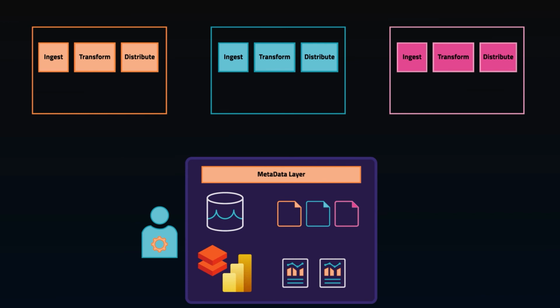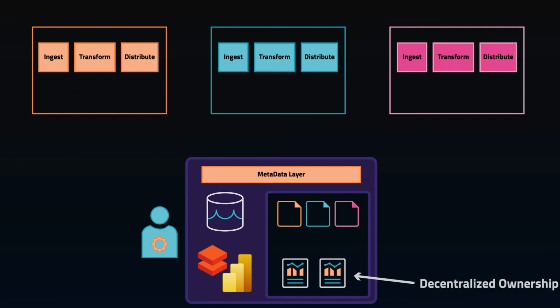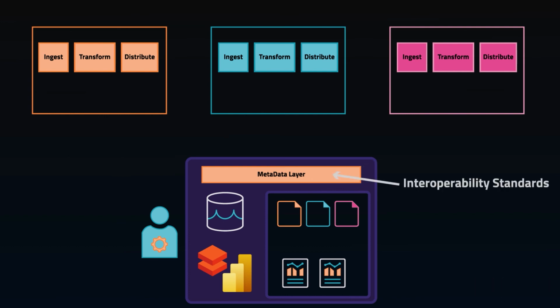The engineering team will be there to manage the infrastructure, but not get involved in the data. The result is a decentralized storage, but with a centralized infrastructure, and decentralized ownership, but with centralized governance. And there are company-wide standards for interoperability between domain datasets.